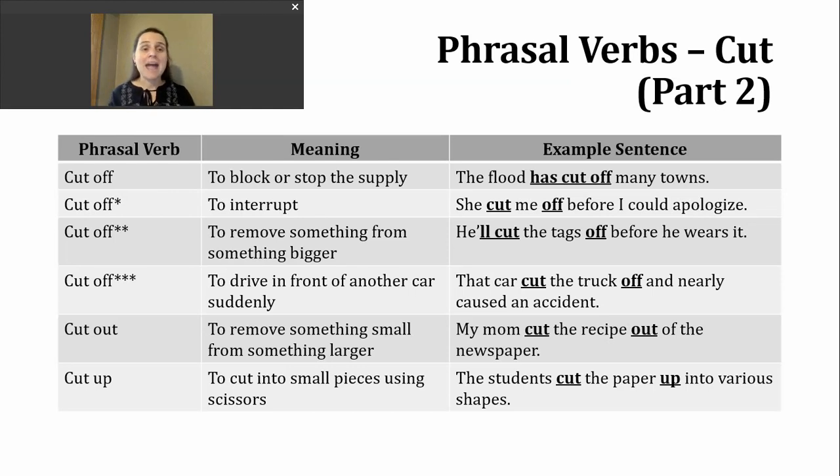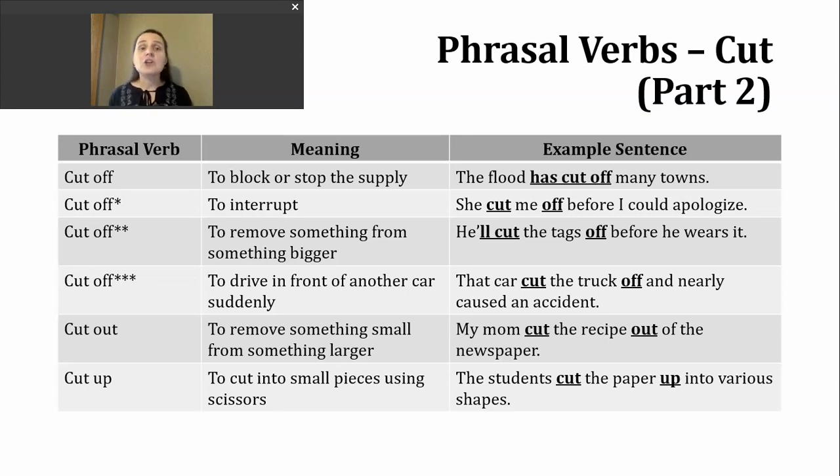So imagine a particular community that's maybe surrounded by rivers or other bodies of water. Water rises, starts blocking the roadways, and the people in the town are not able to get to other towns. So they have been blocked. Another way this meaning of cut off is used might be to refer to electricity, right? The supply of electricity has been stopped or cut off.